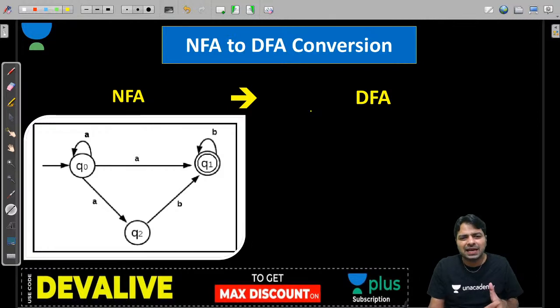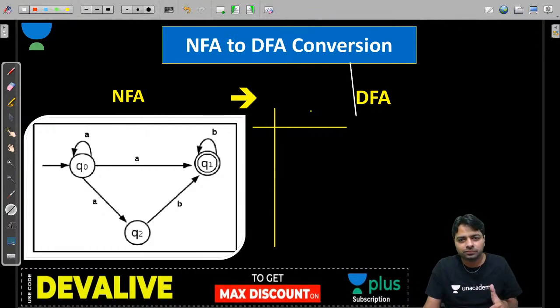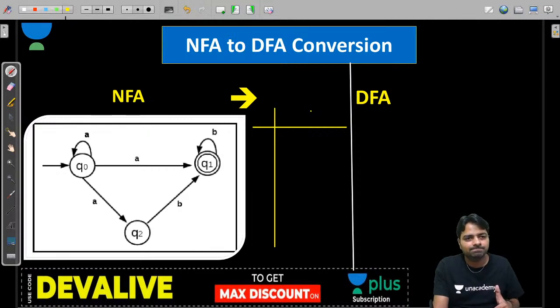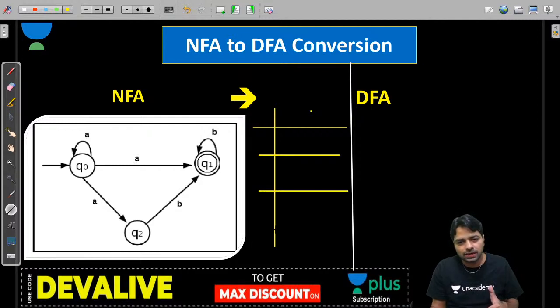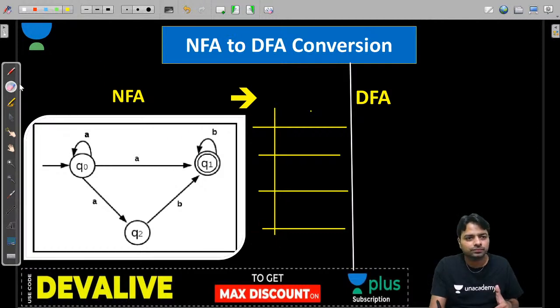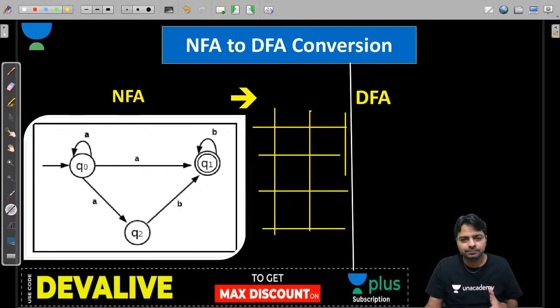For the safe side, I'll keep the same delta N notation before designing. Let me take that very quickly. We have Q0, Q1 and Q2. Let's fill up this table quickly. Fine, so this is the delta N table.